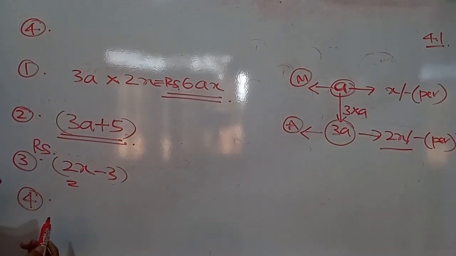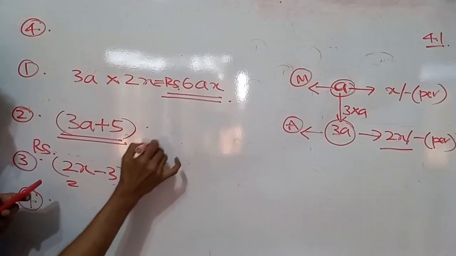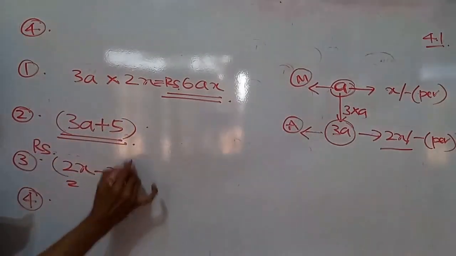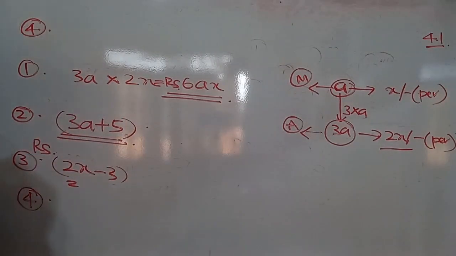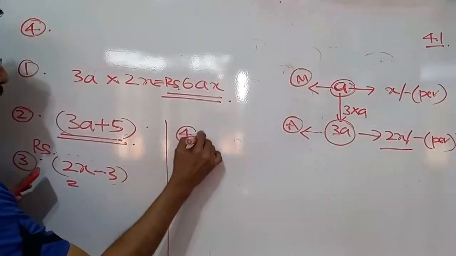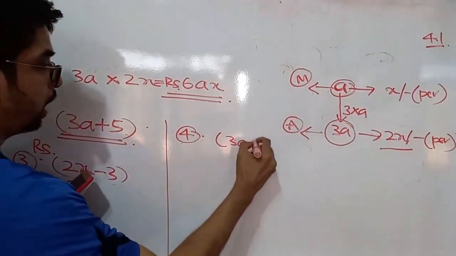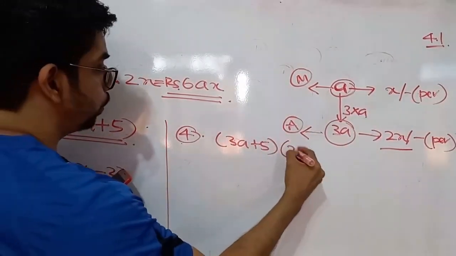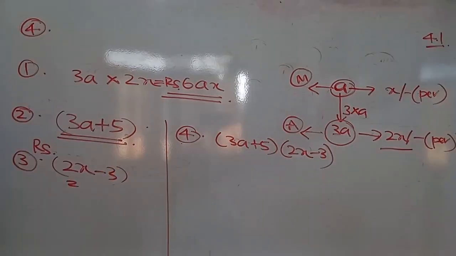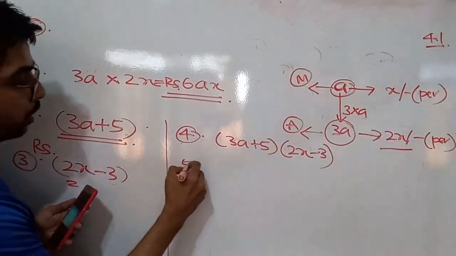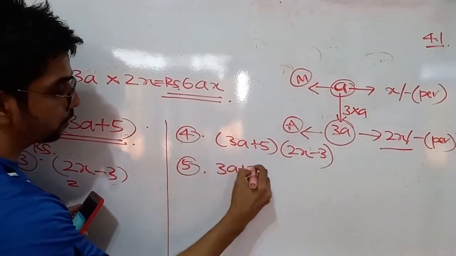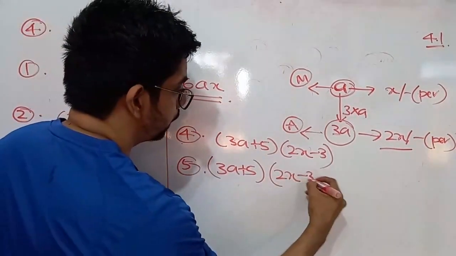Part 4. Write down the cost of the apples in terms of X. A and X. Cost of apples. How many apples were bought? This amount. What is the price of each apple? 2x minus 3. Let's write it separately here, so it will be somewhat neat. So (3a plus 5) into (2x minus 3). Expand and simplify the binomial expression in part 4 above.